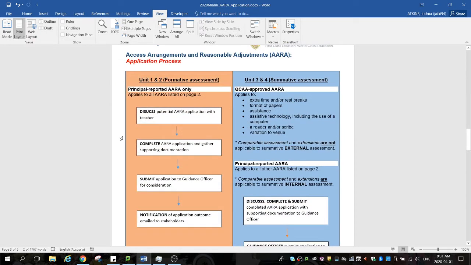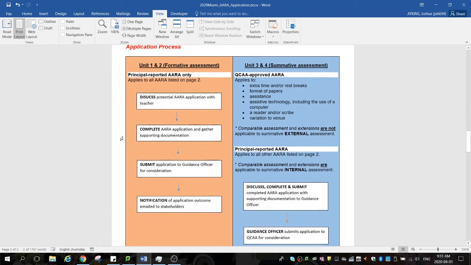The third page outlines the application process. So I've split this up into two sections. The orange being Unit 1 and 2, formative assessment. So this is your Year 11 students. And Unit 3 and 4, summative assessment, is aimed at the Year 12 students, although Year 12 students may be commencing Unit 3 in Term 4 of Year 11. So this applies to Unit 3 and 4.